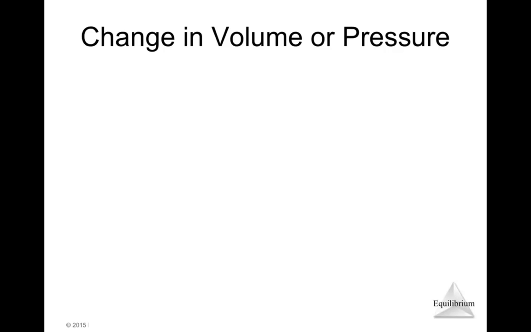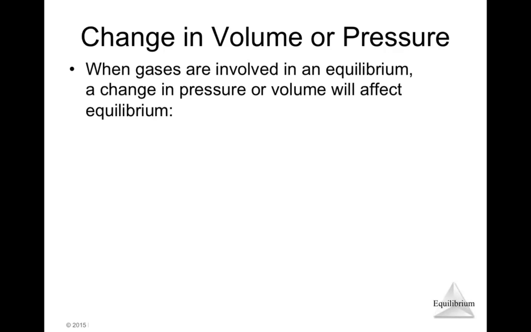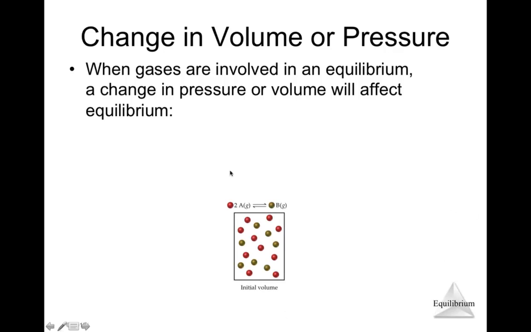Also, we can see an effect if we change the volume or the pressure, specifically if we have gases in equilibrium. When gases are involved in an equilibrium, a change in pressure or volume will affect the equilibrium. We have, for example, this reaction, 2A producing 1B. Both of them are gases. So here we have 2 moles of A in the reactants and 1 mole of B in the product.